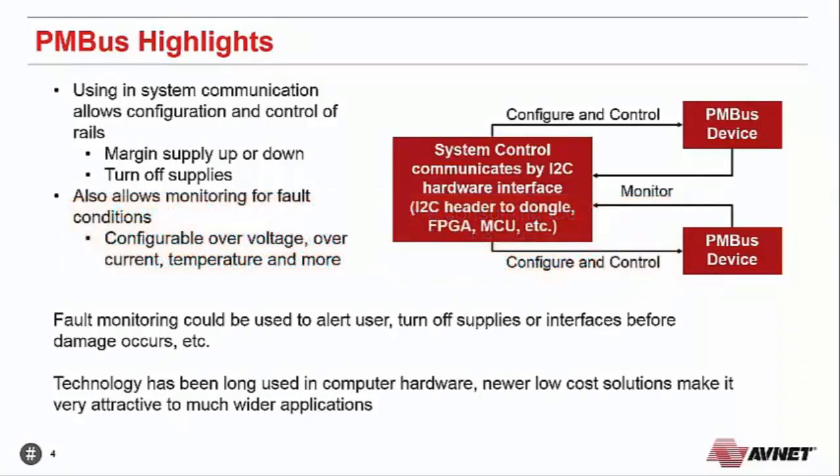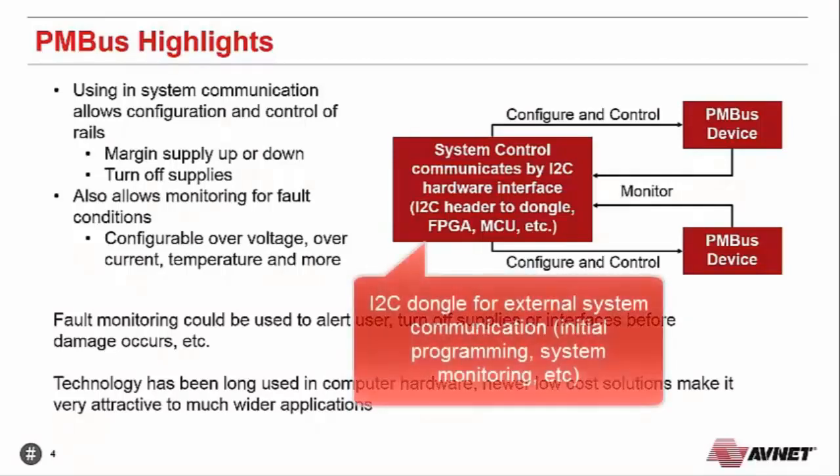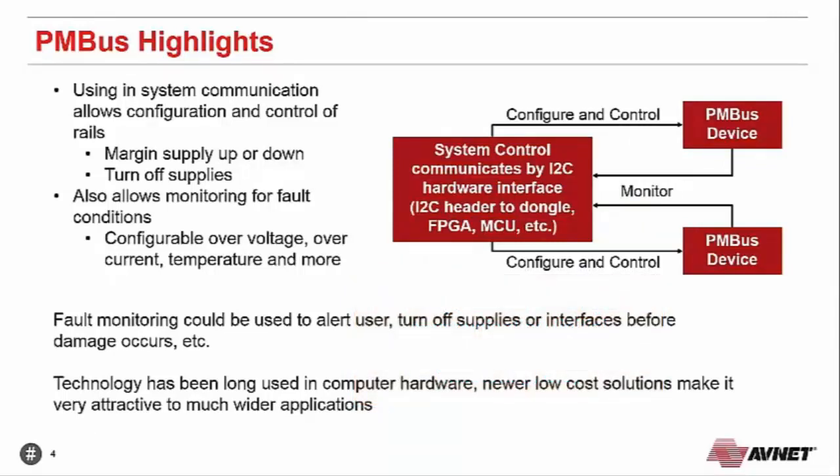Again, you can see here the system control communicates over an I2C physical interface. This could be connected back to a header that connects to an external dongle that you plug into a PC to talk to it. It could be straight from an FPGA, an MCU, anything like that. And again, you can configure and control the devices from the system controller and then monitor what these devices are doing while your system is operating. So again, fault monitoring could be used to alert the user. You could turn things off, turn on or off interfaces based on these faults, record them for reliability information, things like that.